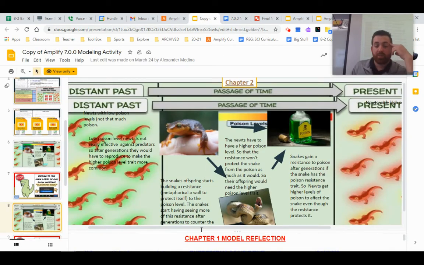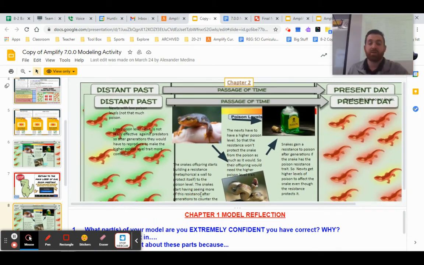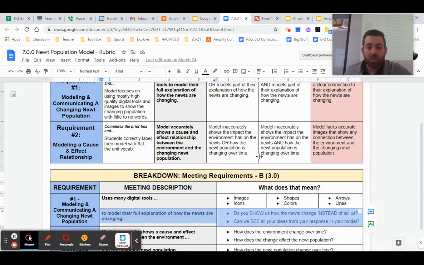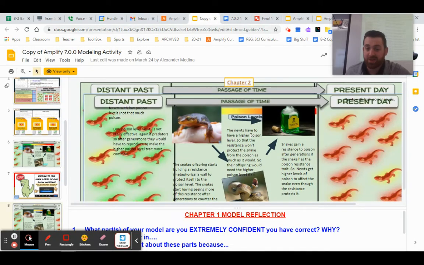So this is an example of a Chapter 2 model that somebody made. And when we look at it, you'll notice a few things. Number one, we have some images here and we have some arrows. So they did a good job there, but that's all they have. Remember, we need to have icons, shapes, colors, lines, arrows, as many of these things as we can. They only have 3 pictures and 3 arrows to explain our newt population. I would probably say that's pretty limited.